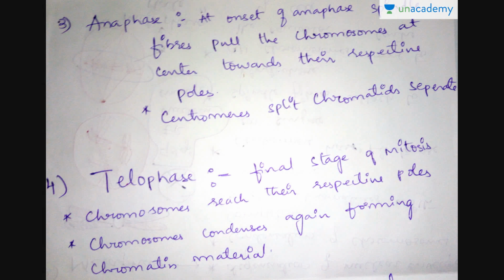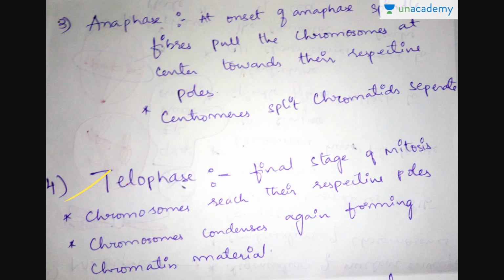The third phase of mitotic cell division is anaphase. At the onset of anaphase, spindle fibers start to pull the chromosomes towards their respective poles. In the previous phase, these chromosomes were lying at the center of the cell. So in the anaphase, the spindle fibers attach to the chromosomes and pull them towards their respective poles. Okay, the centromeres split due to this and the chromatids get separated.